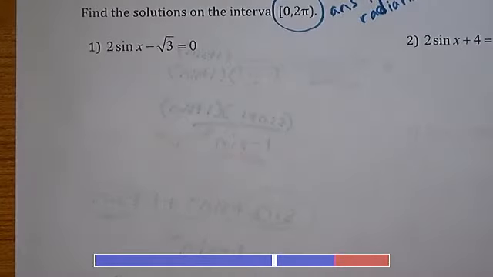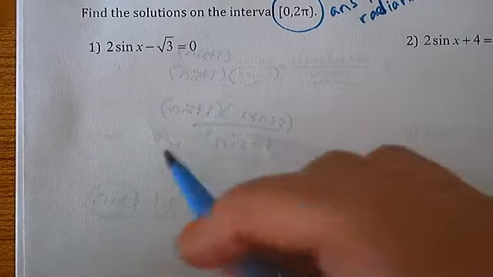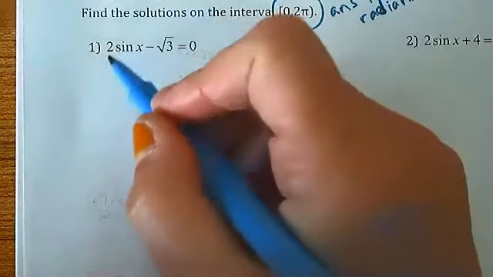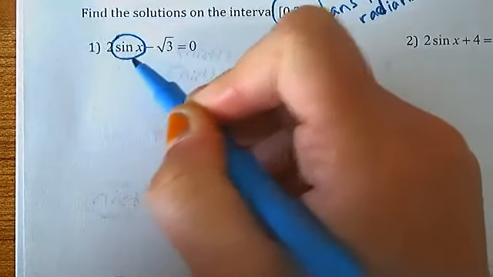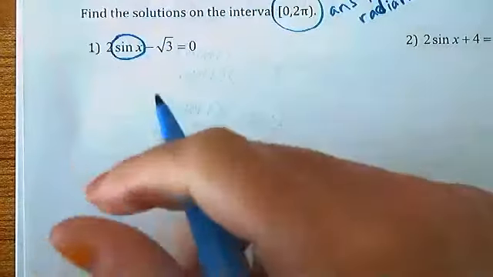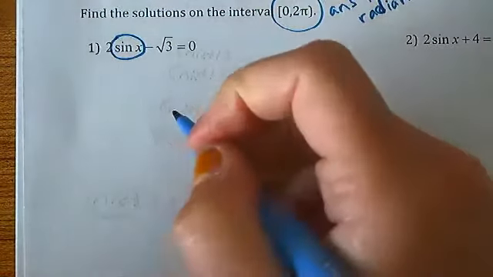Let's start with number 1. So we are solving. So basically your variable here is going to be this guy. My goal is to isolate sine of x. So just pretend like that is your entire variable. Pretend like the whole thing is x. So we want to solve for this, right?